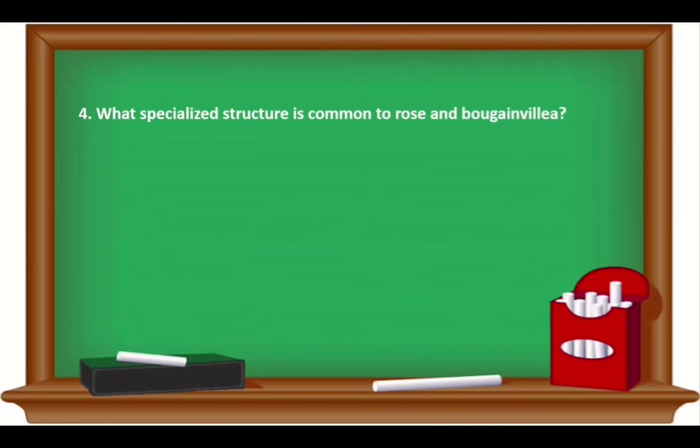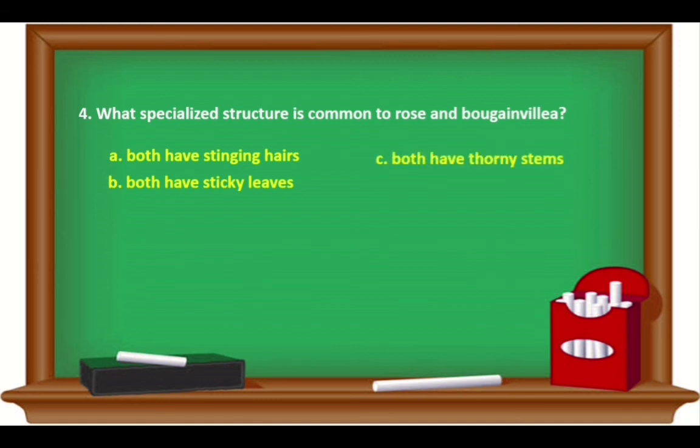Number 4. What specialized structure is common to rose and bougainvillea? A, both have stinging hairs. B, both have sticky leaves. C, both have thorny stems. D, both have fibrous fruits. The correct answer is letter C. Both have thorny stems. You are correct.